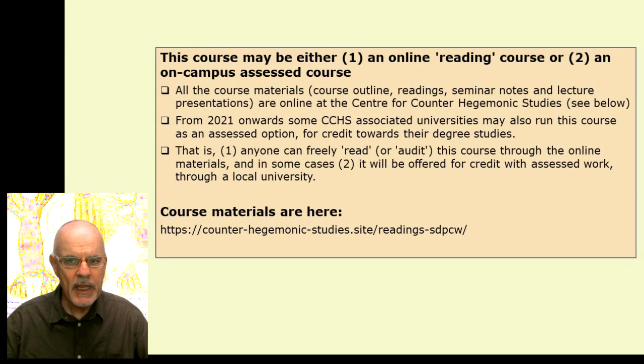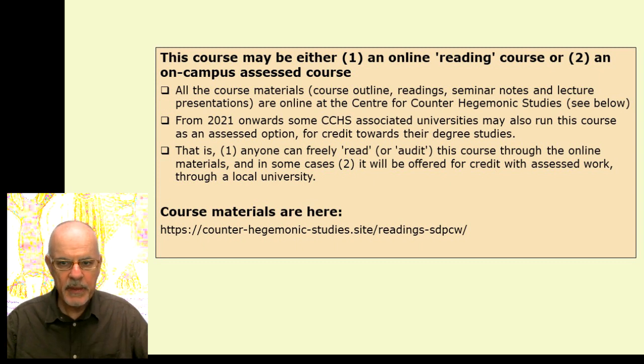So this course may be either an online reading course or an on-campus assessed course. That is to say, all of the course materials are being placed online, linked through the Centre for Counter-Hegemonic Studies based in Sydney. And from 2021 onwards, some associated universities may also run this course as an assessed option. That is to say, the required work and the assessment will be done through those universities for credit towards their degree studies. And the centre will post the list of associated universities who want to run it in that sort of way.